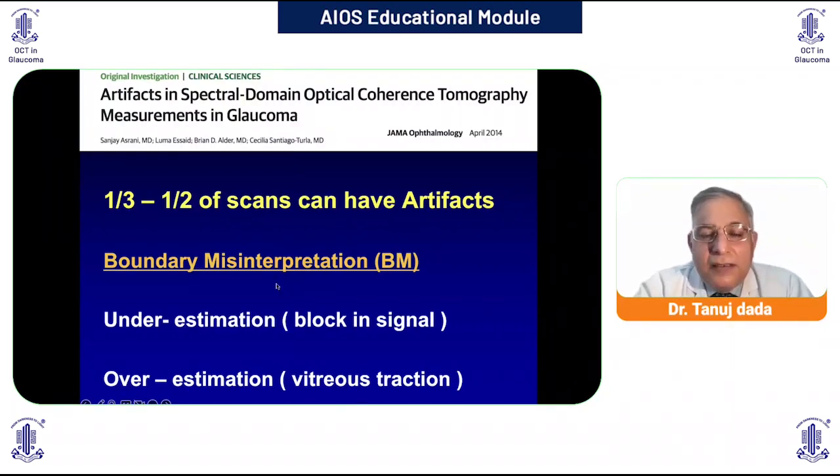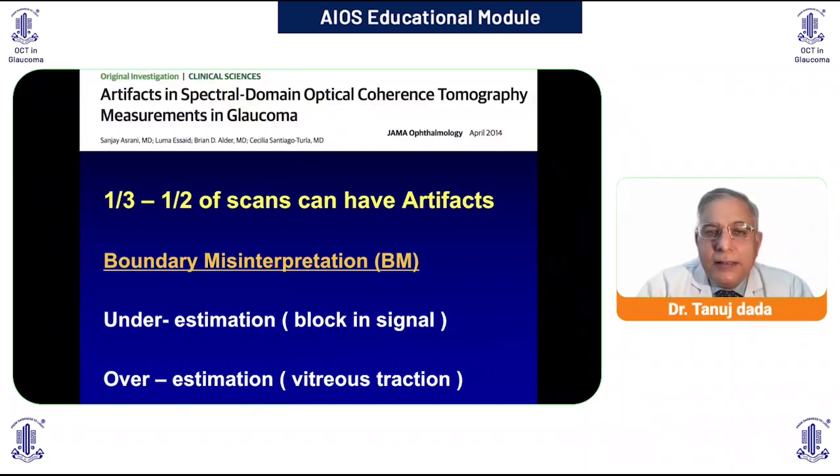Therefore, in addition to knowing how to interpret the OCT scan, you first have to see whether the OCT is reliable and whether there are artifacts. So there are basically 3 major types. The identification of the RNFL boundary is not correct. You have a block in signal and underestimation, like I showed you, due to cataract, or you have an overestimation due to vitreoretinal interface abnormality. So always check the interface on the OCT scan and the RNFL boundary before you jump to interpreting the scan.